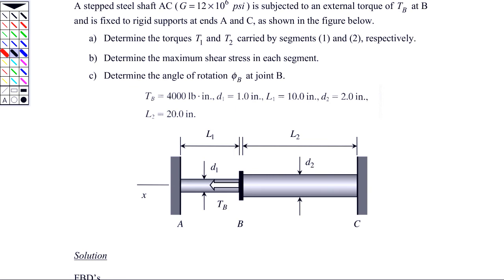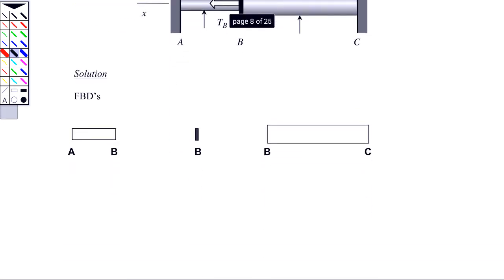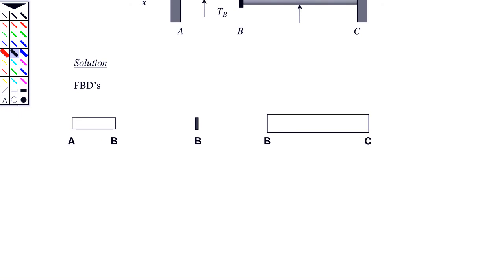called TB. What we want to do is determine, as a result of the applied torque TB, what are the torques that are carried by segments 1 and 2, what's the maximum shear stress in each segment of the shaft, and C, what's the angle of rotation at the coupler B. We're going to begin by drawing some FBDs.